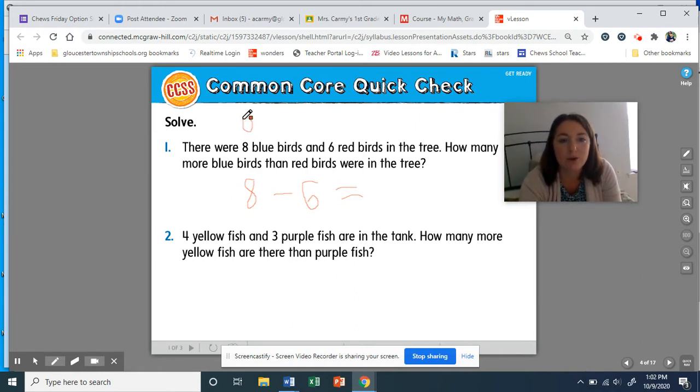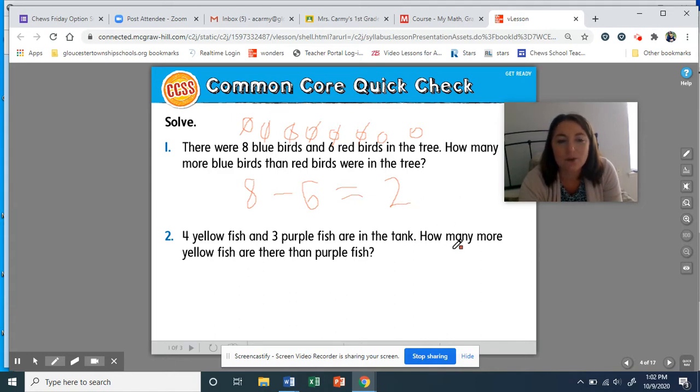So I'm going to draw my 8 bluebirds, 1, 2, 3, 4, 5, 6, 7, 8. So those are my 8 bluebirds. Now I'm going to cross out a bluebird for every red bird that I have. 1, 2, 3, 4, 5, 6. Good job. All right. So now how many do I have left? Let me count them. 1, 2. I'm going to write that down. 2. Very good.